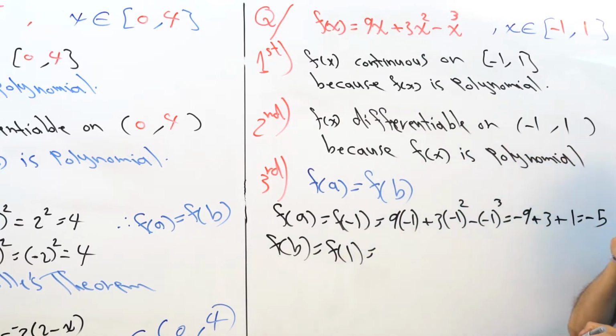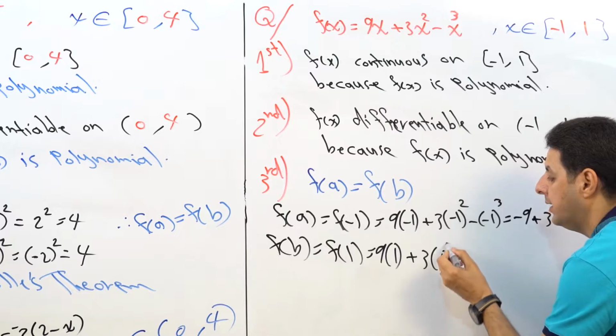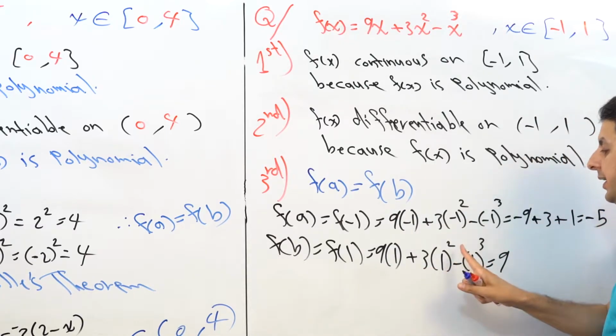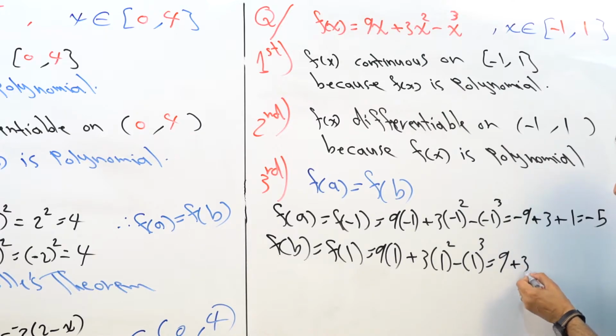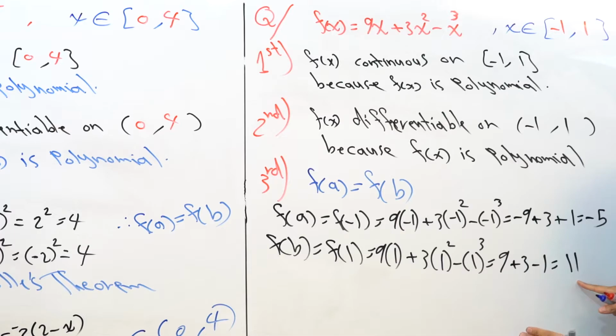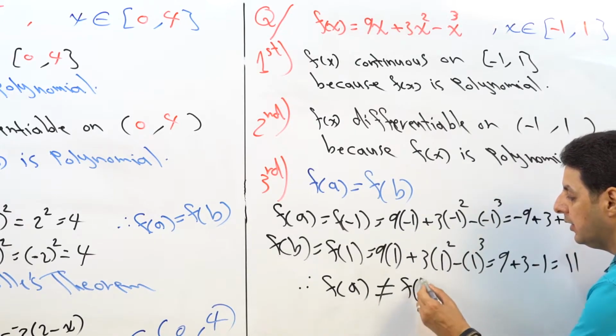Then f of B is f of 1. Also replace every x by the number 1: 9 times 1 plus 3 times 1 squared minus 1 cubed. 9 plus 3 is 12, minus 1 is 11. Look: f of A, f of -1, equals -5, and f of B, f of 1, equals 11. Then f of A does not equal f of B.